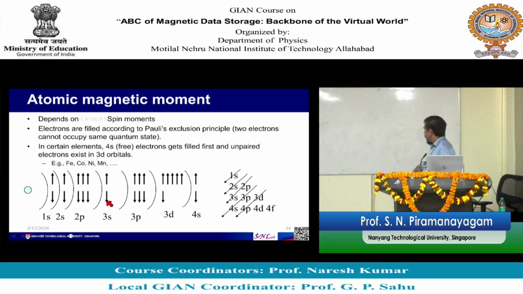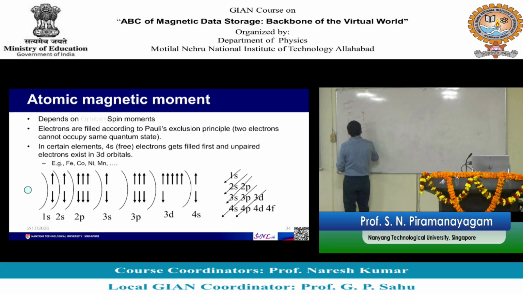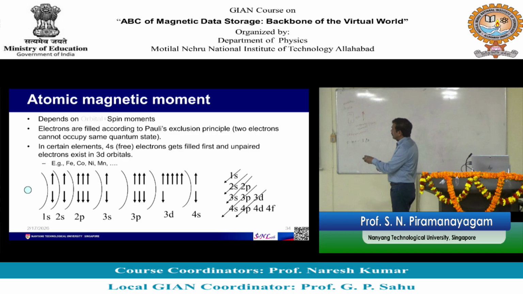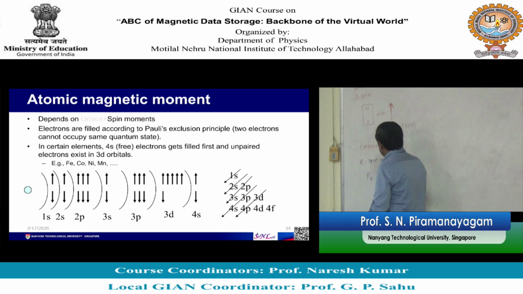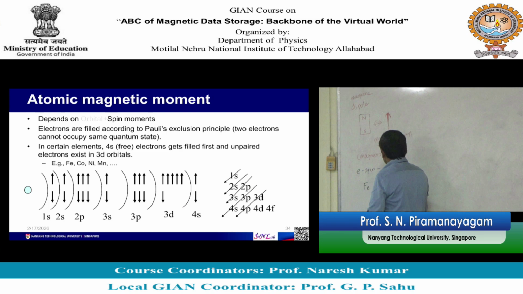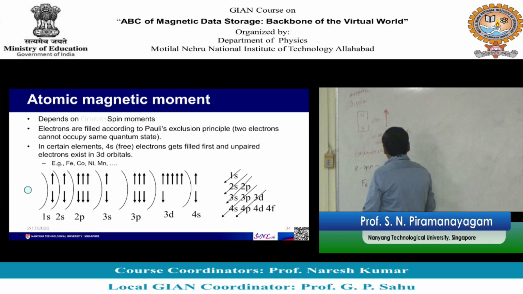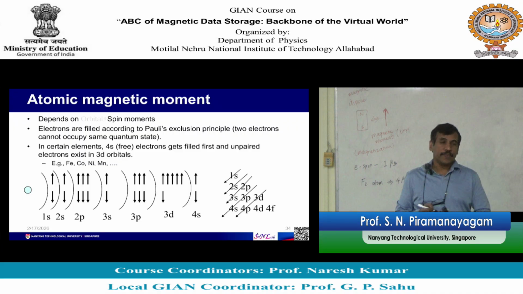let us say each electron spin has a value of 1 Bohr magneton. Okay. So, here we have 5 up spin and 1 down spin. So, we can say that iron atom will have a net magnetic moment of 4 Bohr magneton per atom.